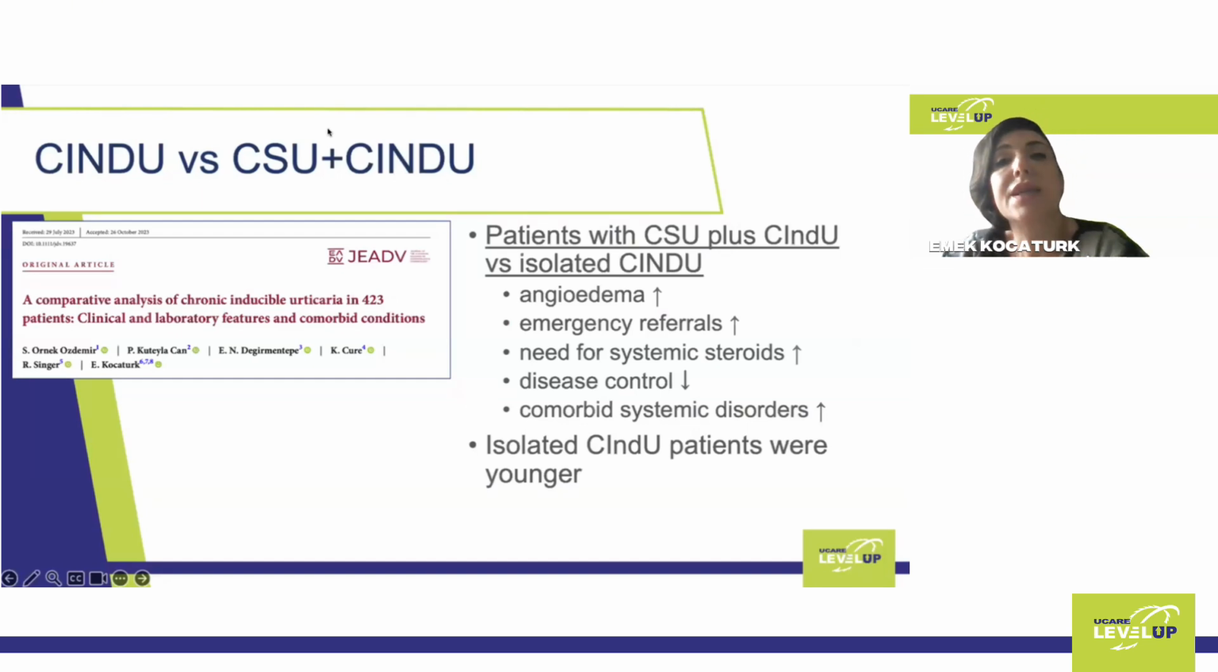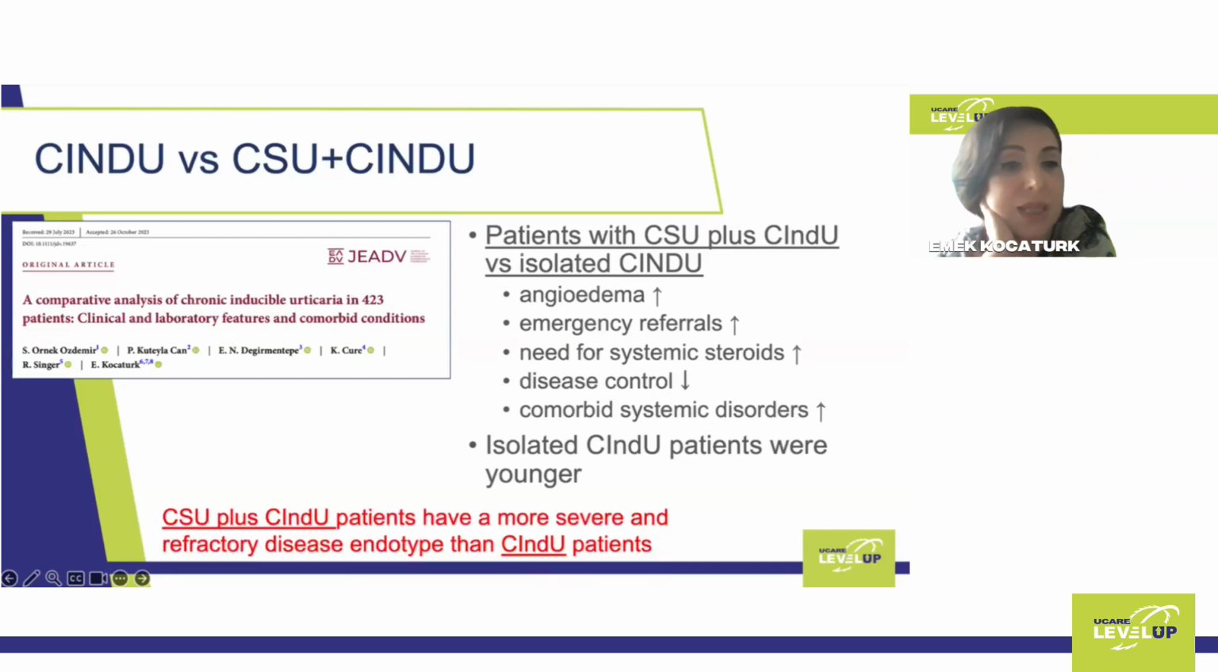We also compared CSU patients with inducible urticaria and isolated inducible urticaria. And we saw that when there is associated CSU, there is more angioedema, there are more emergency referrals, more need for systemic steroids, the disease control is lower, and there are more comorbid systemic disorders when inducible urticarias are accompanied by CSU. And isolated CIndU patients were younger in our cohort. So we thought that CSU plus CIndU patients have a more severe and refractory disease endotype than isolated CIndU patients. So when CIndU is associated with CSU, it apparently behaves like CSU rather than inducible urticaria.